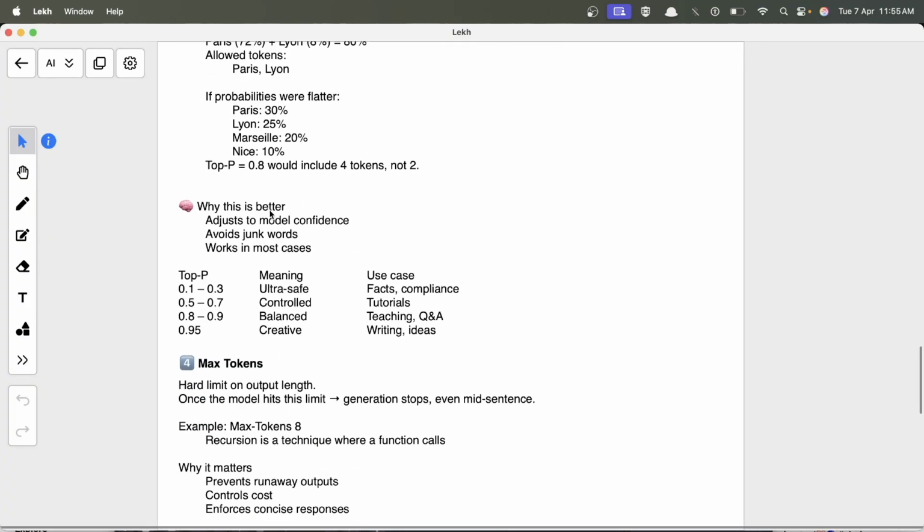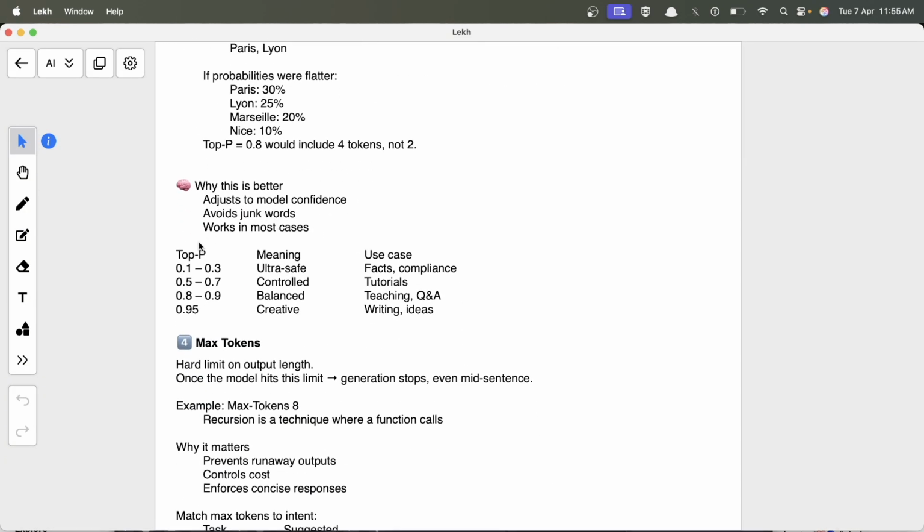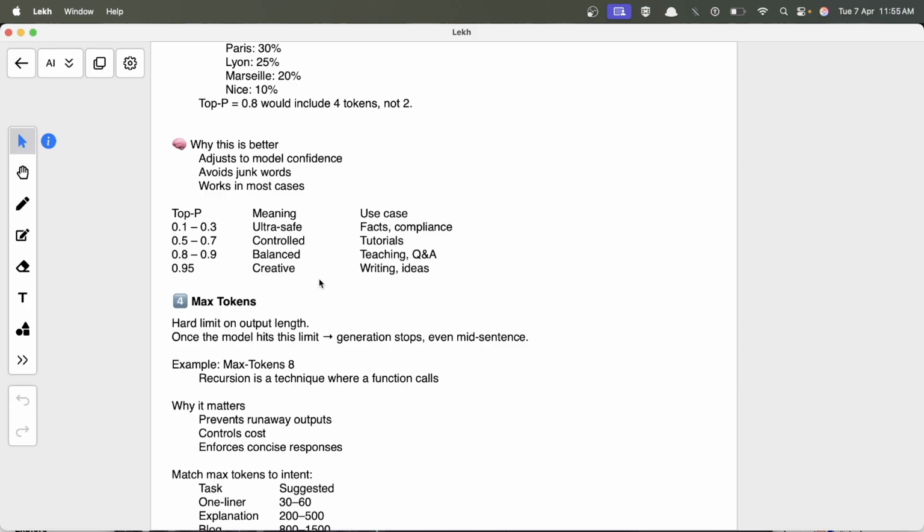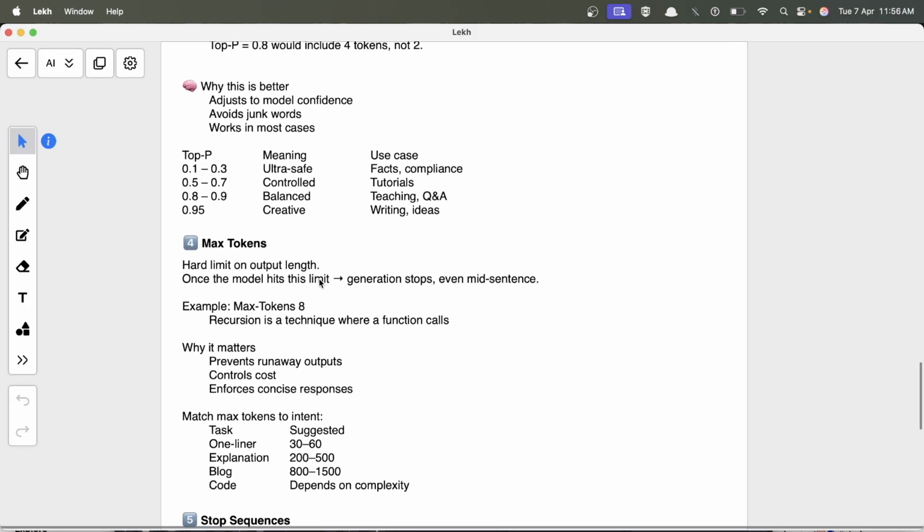So this is again a comparison table. From 0.03, it's safe for facts and compliance, for writing code and all those things. From 0.5 to 0.7, it's controlled, so this can be used for tutorials, teaching, all those things. Up to 0.9 it's safe. More than 0.9 it's creative, it can be used for writing stories, generating ideas and all those things.